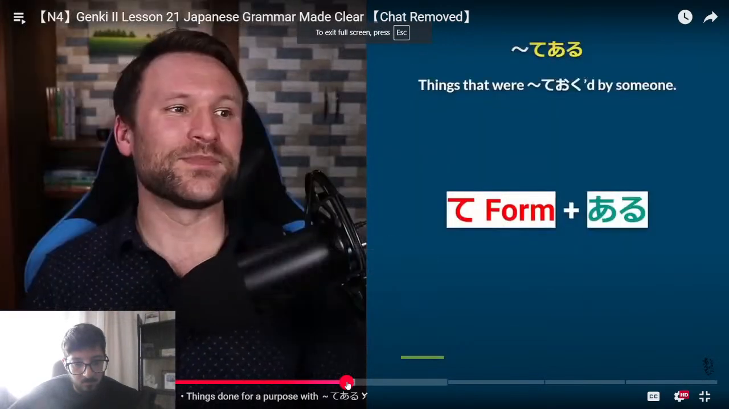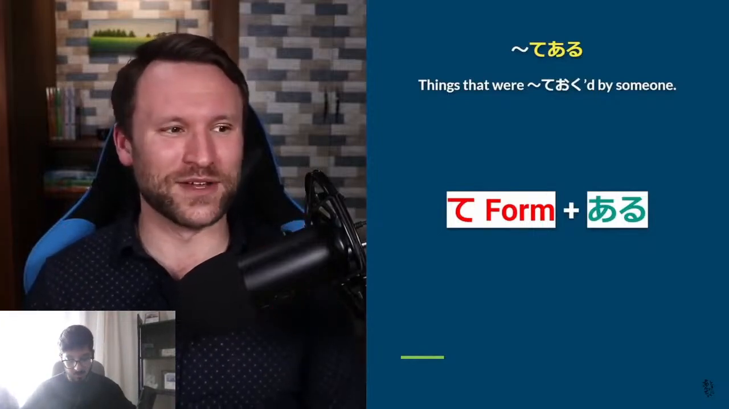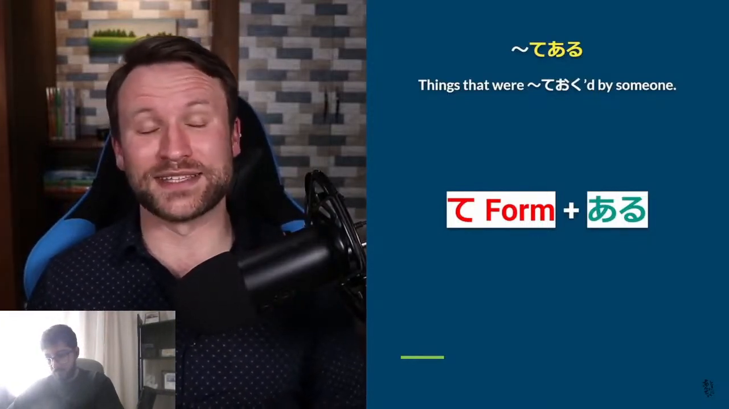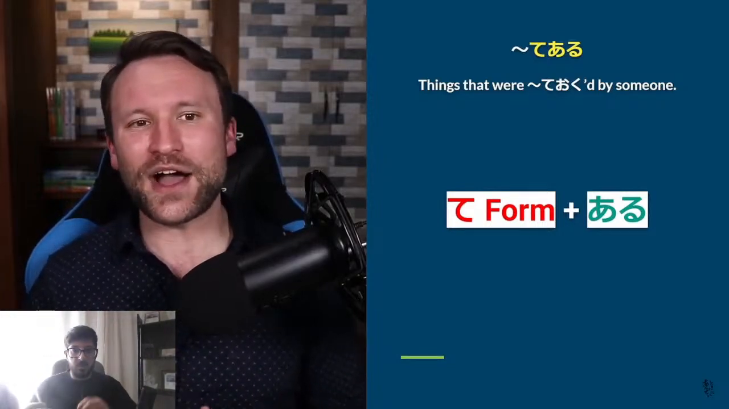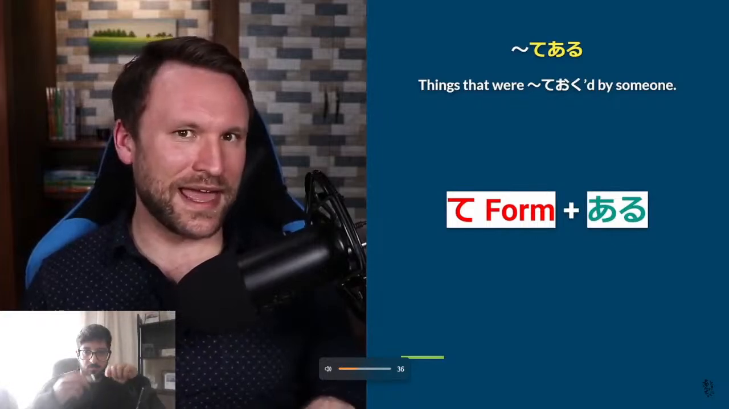Te aru is used for things that were te oku'd by someone. And you basically just take the te form and add the verb aru onto it as an auxiliary verb. So te aru is easy. There's no actor in a te aru sentence.